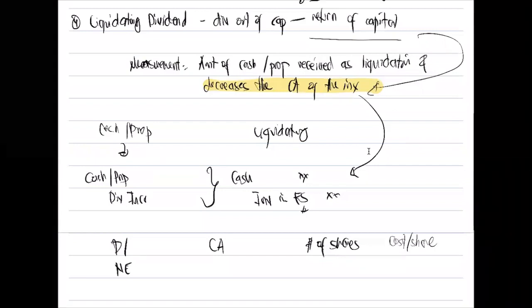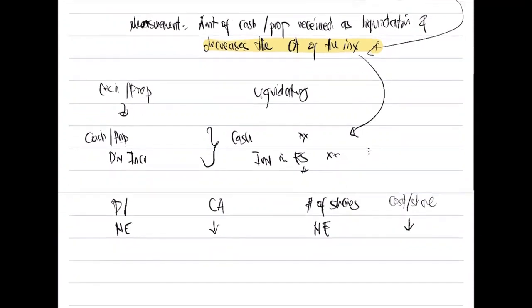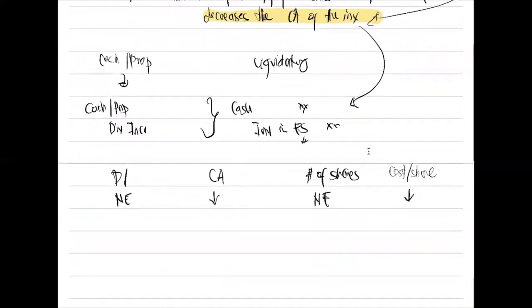As to the carrying amount, what is the effect? The carrying amount is decreased because, again, there is a return of capital. As to the number of shares, generally no effect. Cost per share will now decrease. So why will cost per share decrease? Take note, your carrying amount decreases without a change in your number of shares. Therefore, your cost per share will decrease.